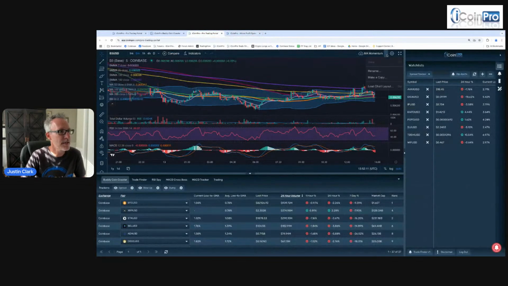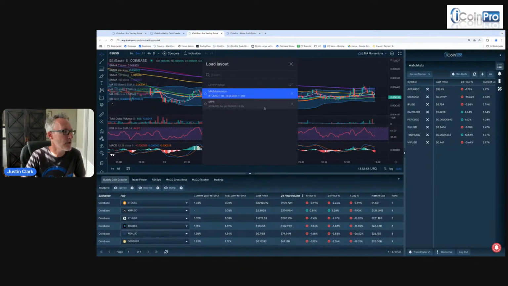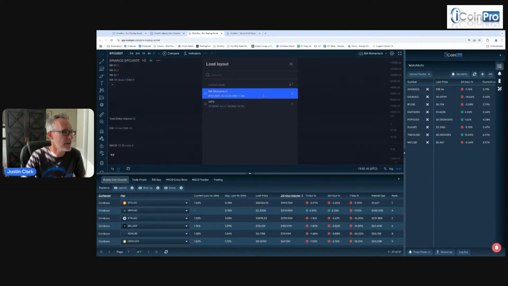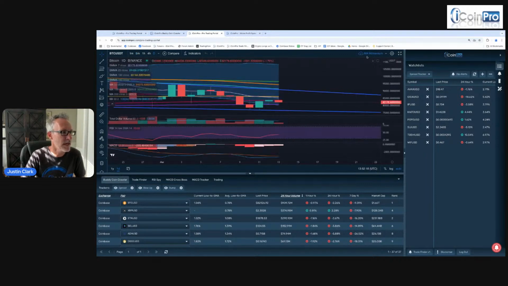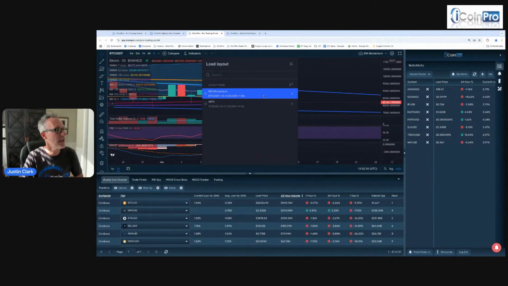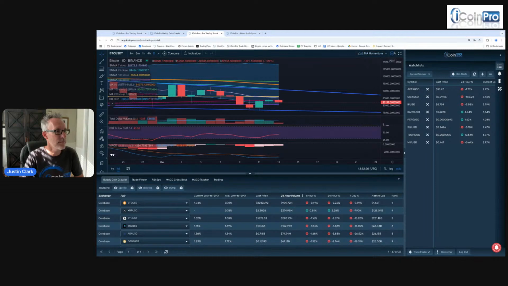All right. So let's dig into this. We're going to take a look at Bitcoin because Bitcoin is a big bully. If you want to get it and you have the iCoinPro software, the trading portal, you click here and then click on load chart layout and you can pull up this MA momentum chart.